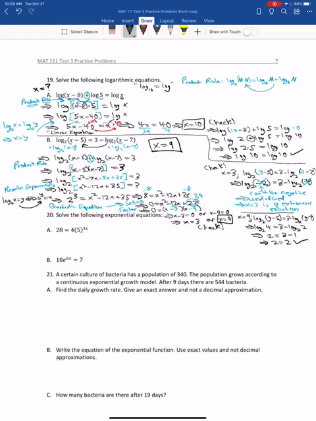So I hope that helps. That's two examples of logarithmic equations where we had to use some properties to help us solve. We'll take a break and then we'll continue with solving some exponential equations. So we'll stop there for now.